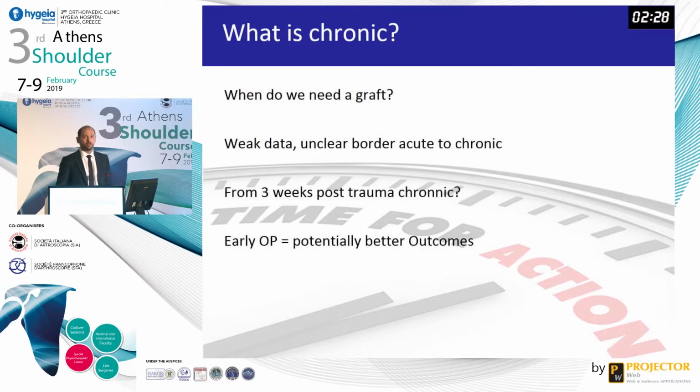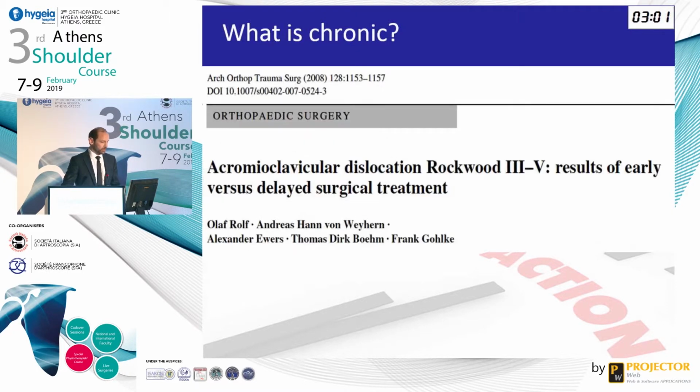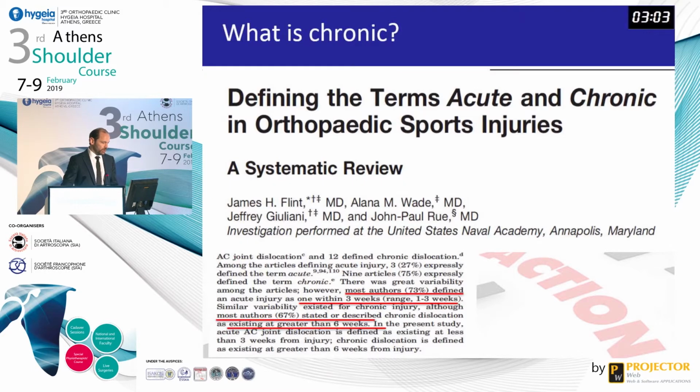We're all talking about, this is a chronic dislocation, so we need to do an augmentation with a graft, allograft, autograft, whatever, but what is chronic? When do we need a graft? The data is so weak and it is unclear where the border is between acute and chronic. From 3 weeks post-trauma, this is what probably most people say when you ask them, and what we know from one study from Rolf is that potentially the early surgery will lead to better clinical outcomes. This is the study by Rolf.